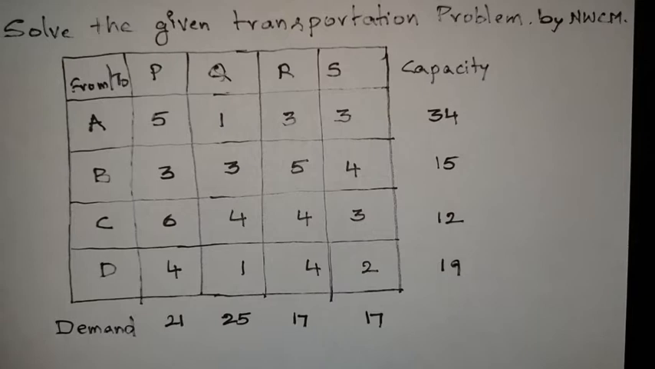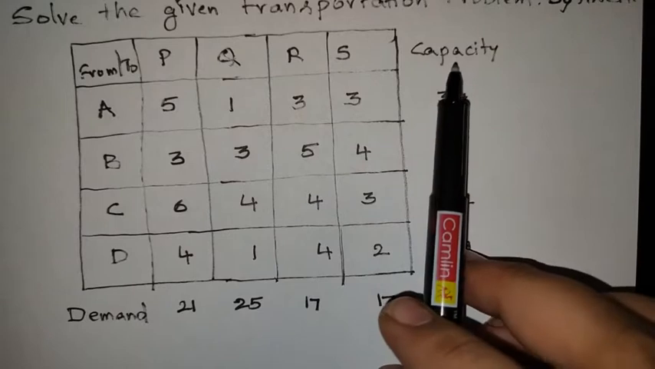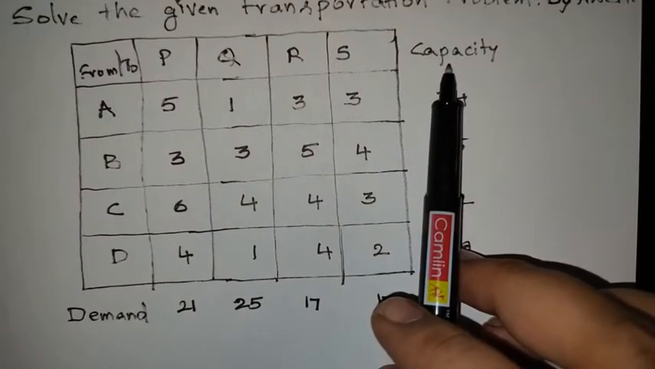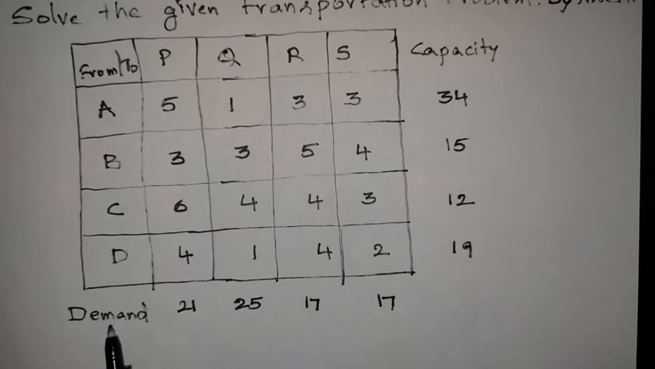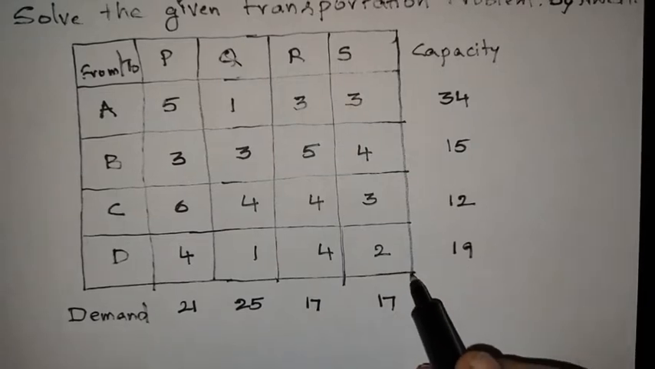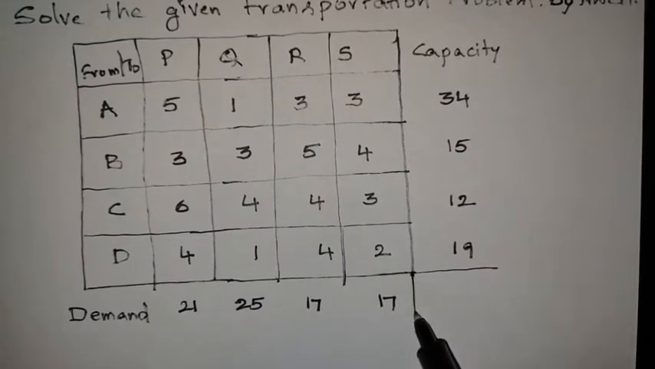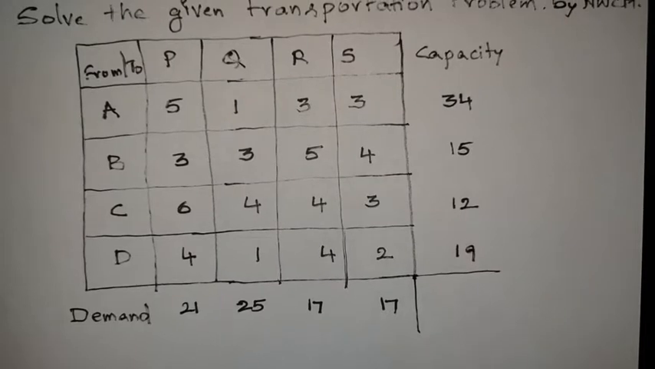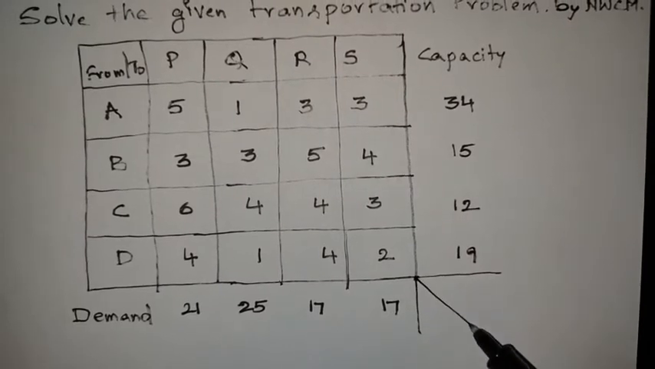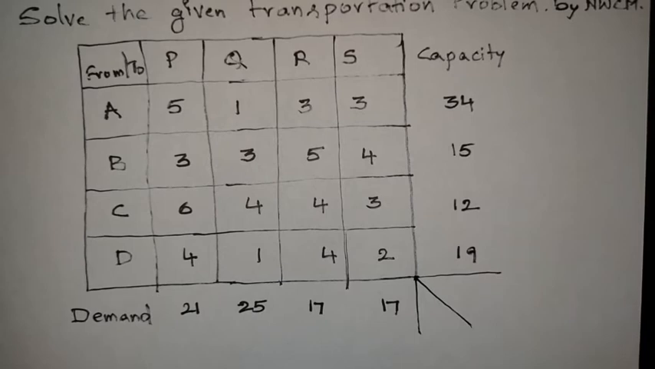Before getting into the solution, we need to see one condition. This one is the capacity or supply from the source place, and this one is the demand at the destination place. First of all we need to check whether it is a balanced problem or an unbalanced problem. What is a balanced problem? If the total capacity is equal to the total demand, then we call it a balanced problem, and if it is not equal, then we call it an unbalanced problem.